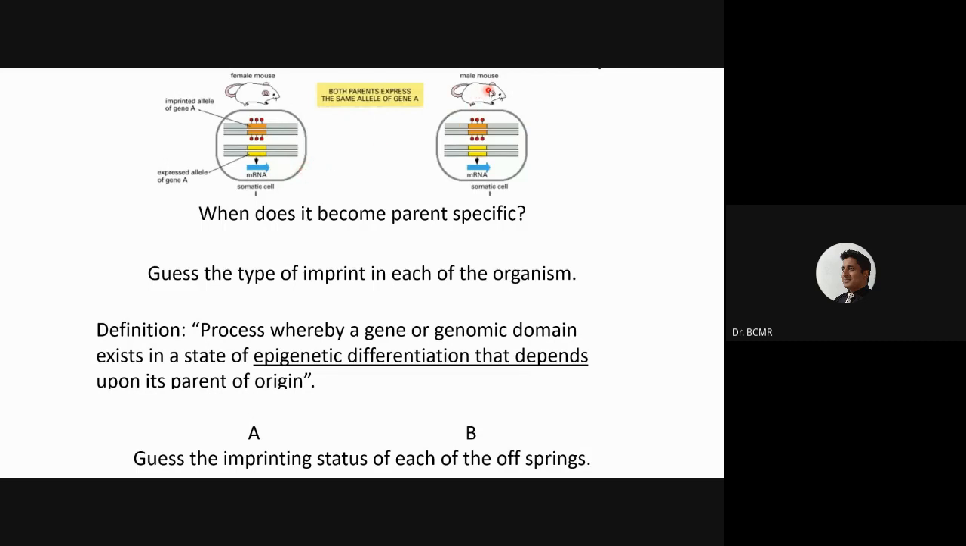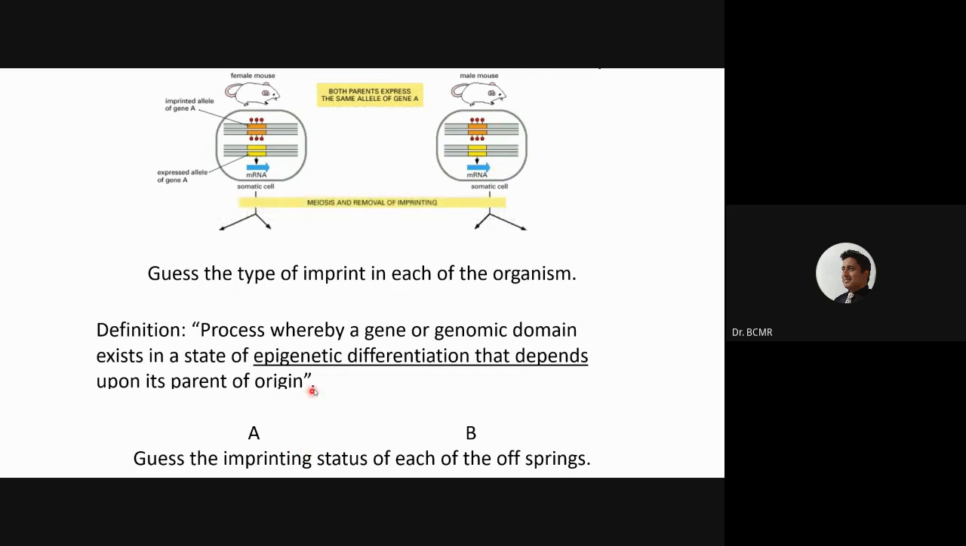Similarly, there is a male mouse. It also has a similar pair of gene A, and one of the alleles is methylated, whereas the other one is not imprinted, and therefore expression will happen. When does it become parent specific?